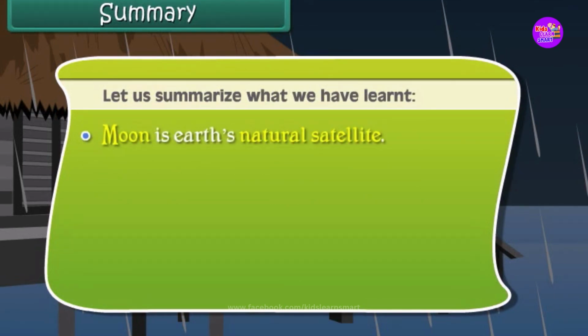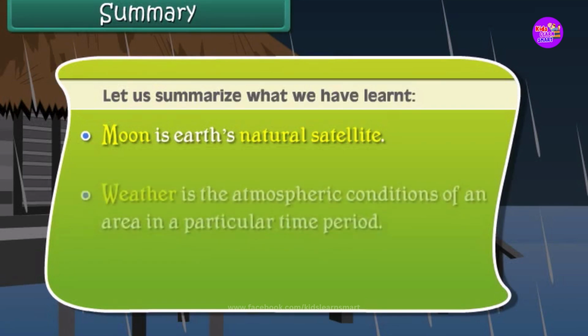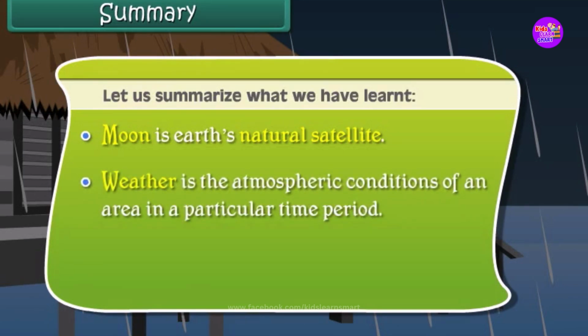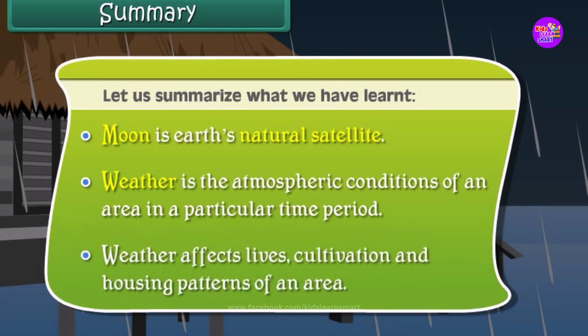Moon is Earth's natural satellite. Weather is the atmospheric conditions of an area in a particular time period. Weather affects lives, cultivation and housing patterns of an area.